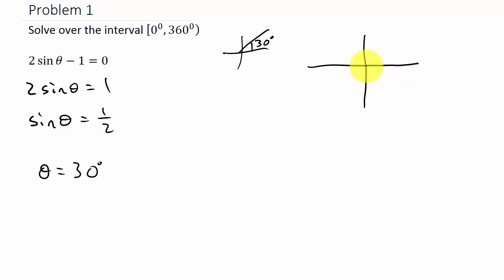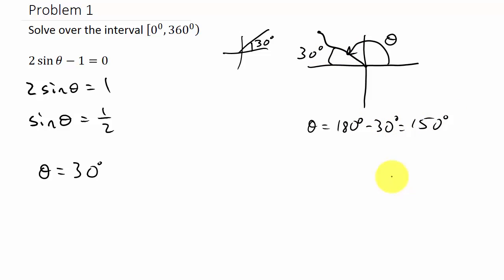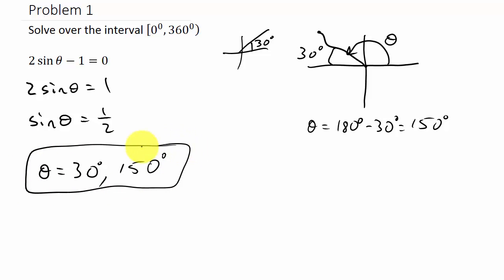So if I look at that, I also have a solution here. Well, what's my reference angle? My reference angle is 30 degrees. It's also a solution to the equation. So theta is what? 180 minus 30 is 150. And so my solution in the second quadrant is 150 degrees. And there's my solution.